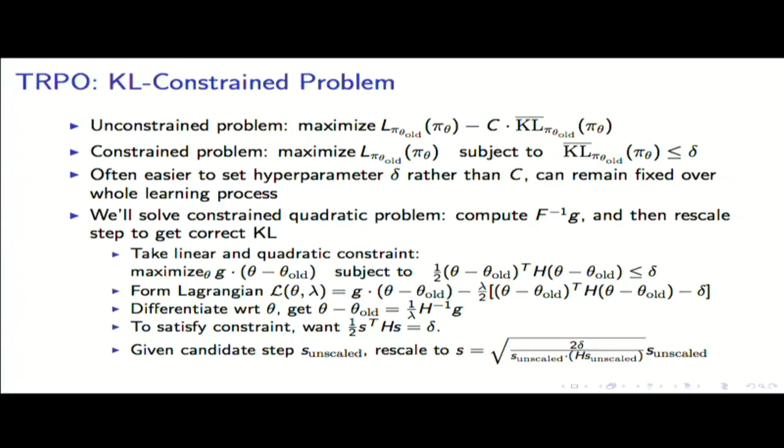This term in the denominator can be computed with the help of just one Hessian vector product. If you do one Hessian vector product, you can compute this HS, and then you can dot product that with S. So all we're doing here is rescaling the step so that the constraint is exactly satisfied, and so it's tight.